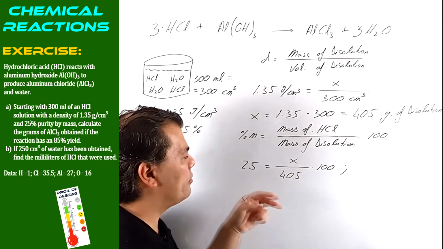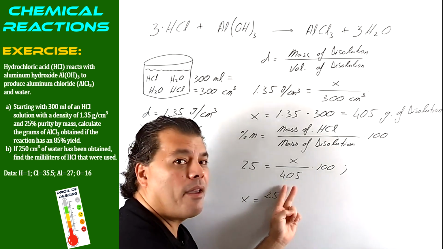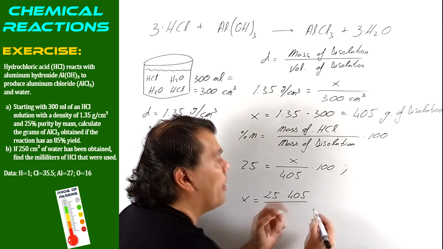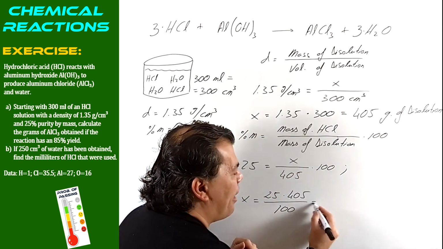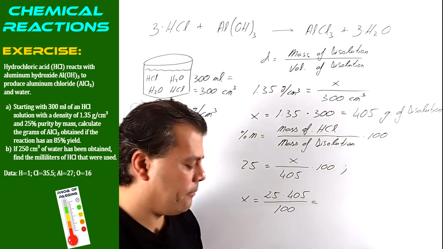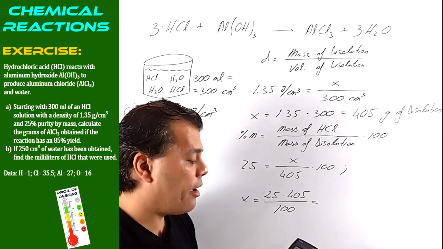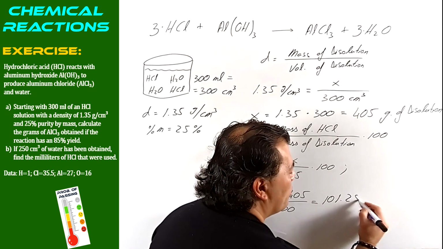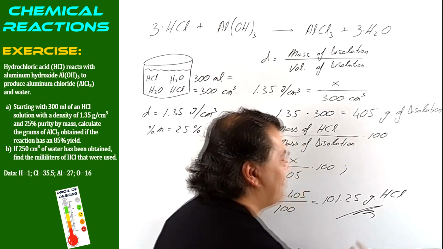And there we have the value of grams of only hydrochloric acid. X must be equal to 25 multiplied by 405 and divided by 100. And let's use our calculator. 25 multiplying 405 and divided by 100. We have 101.25 grams of hydrochloric acid.